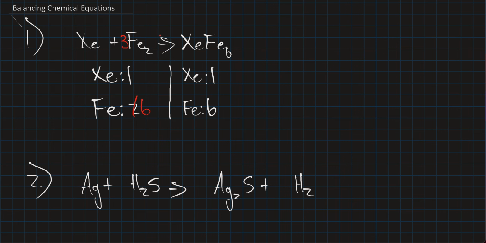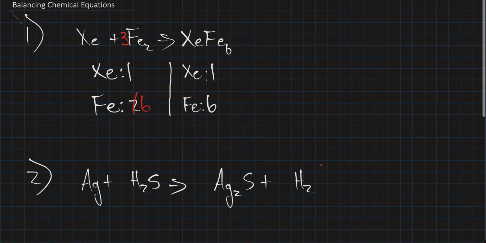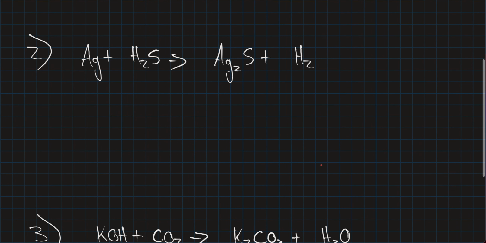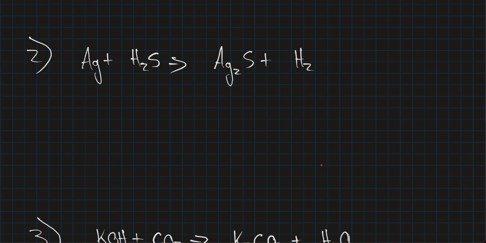So we have 1 and 1, 2 and 6 and 6. This is a balanced chemical equation, and this is basically how you would solve it. However, let's get a little bit more advanced and go into some bigger equations. Let's go into question number 2, or example number 2.